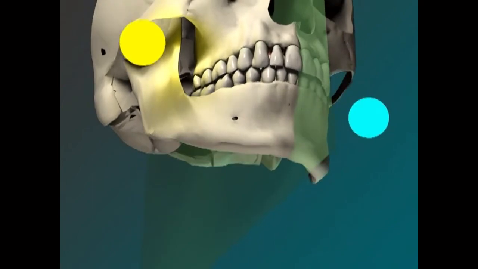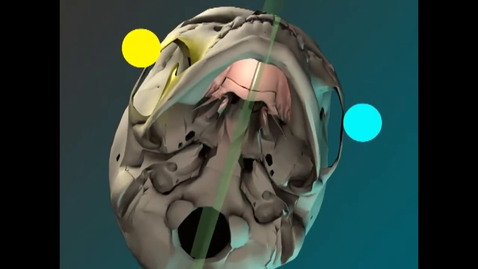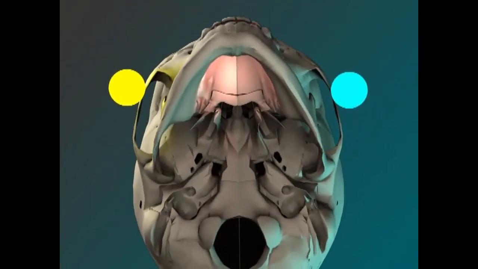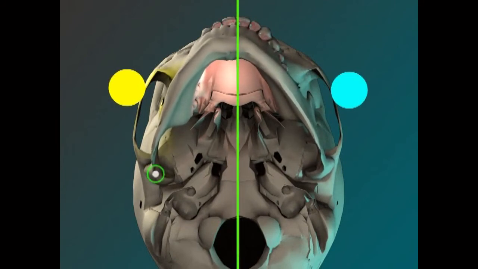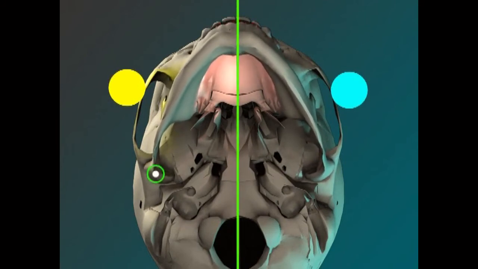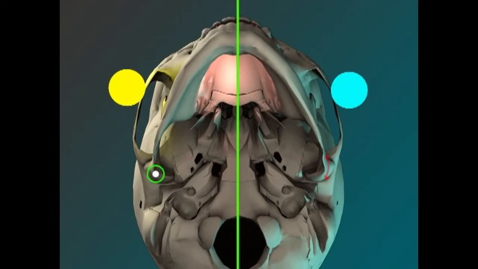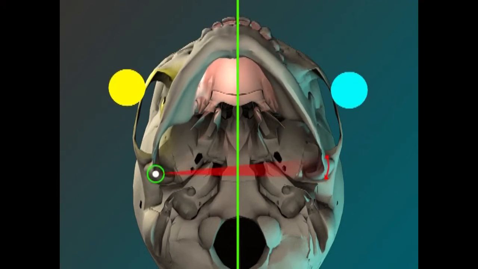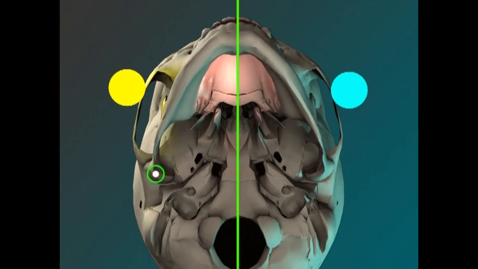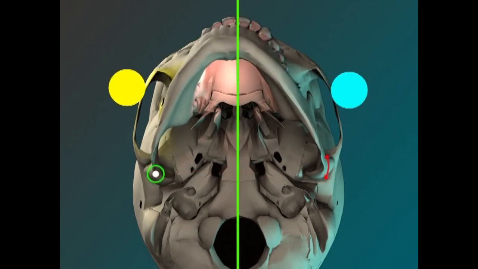From the inferior view, the condylar movement can clearly be seen. As the mandible moves to the working side, the condyle on that side rotates within the glenoid fossa, whereas the condyle on the non-working side orbits in an arc around the working side condyle. We therefore refer to these as rotating and orbiting condyles.